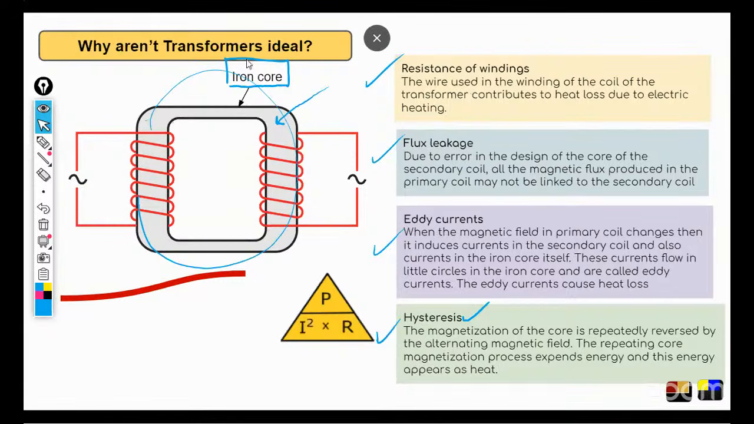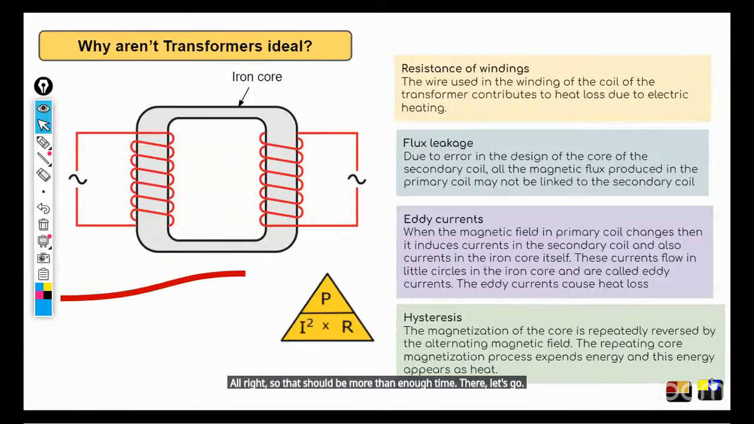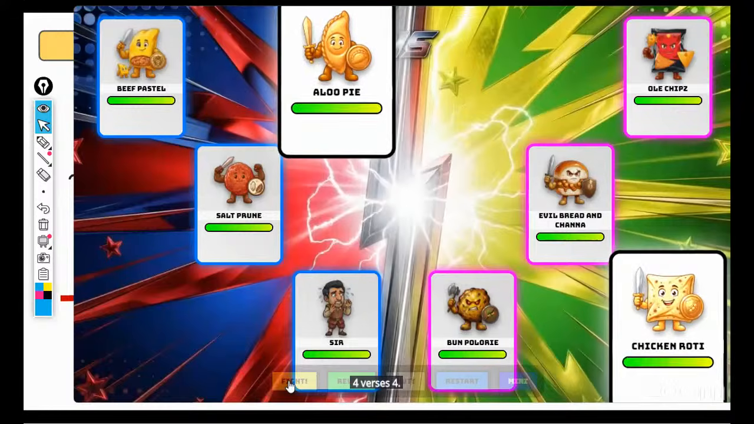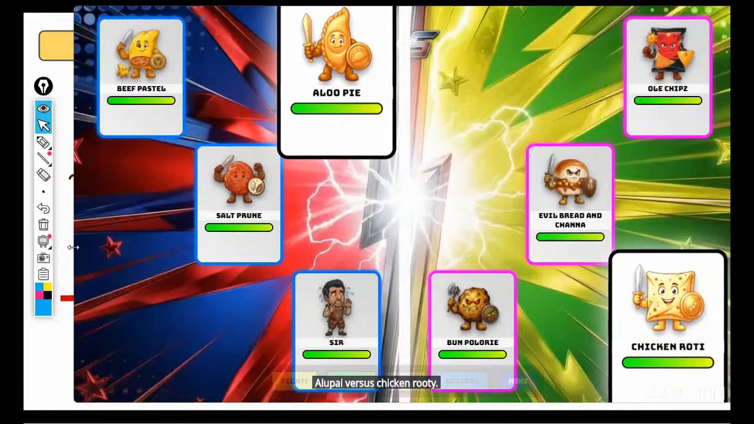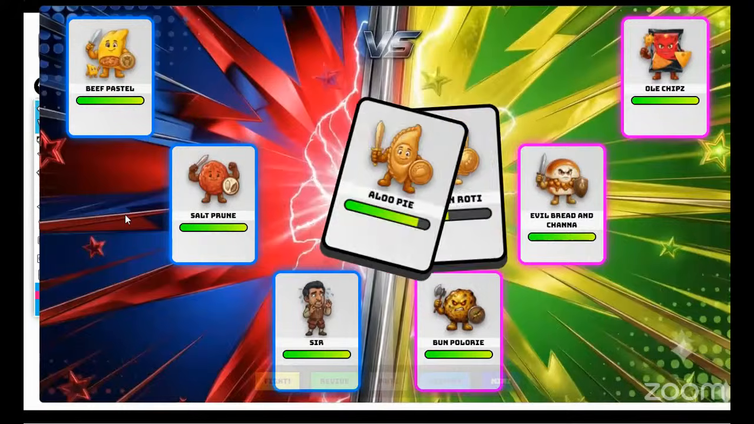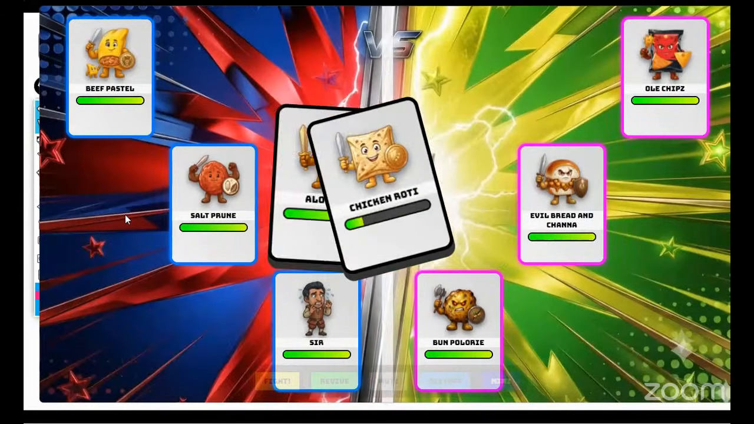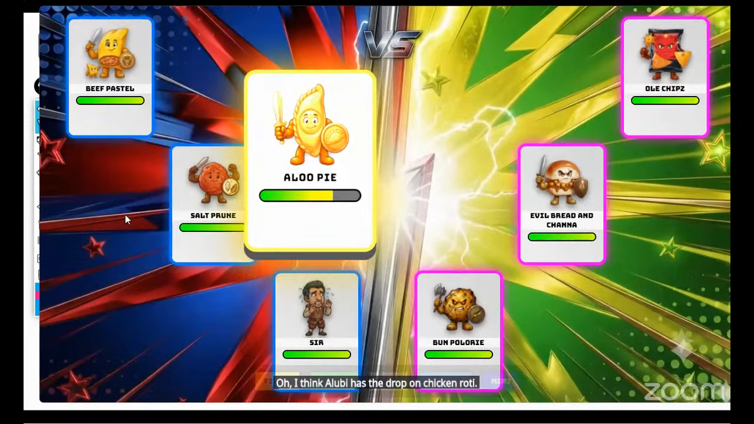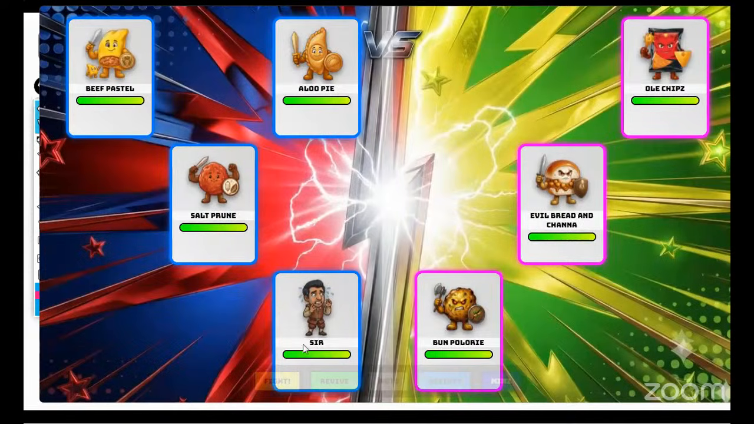All right, so that should be more than enough time there. Yeah, let's go. Let's have a little card battle here. So I think, yes, that one. 4 versus 4. Let's have our next fight. Aloo pie versus chicken roti. Oh, I think aloo pie has the drop on chicken roti. All right, so the left-hand team is winning so far.